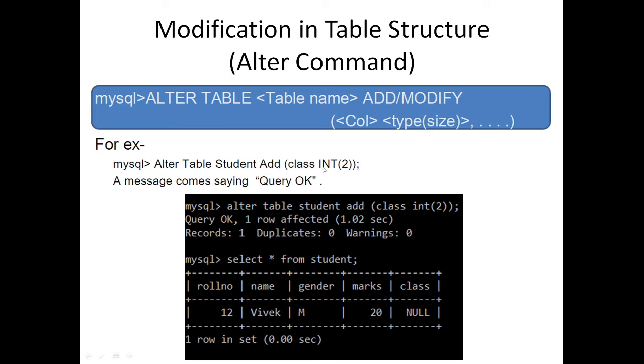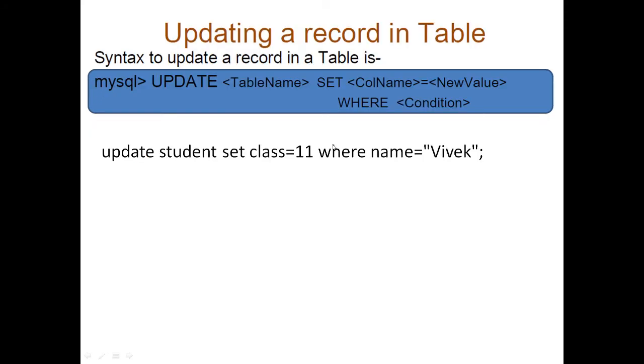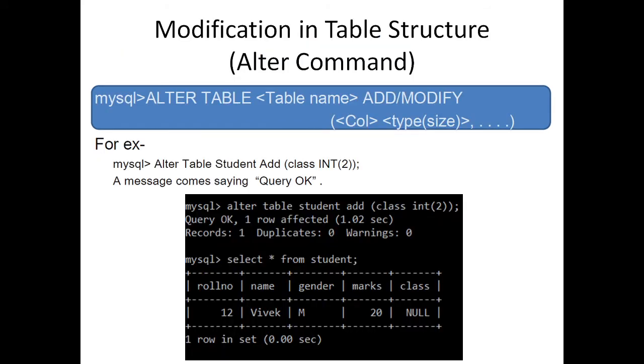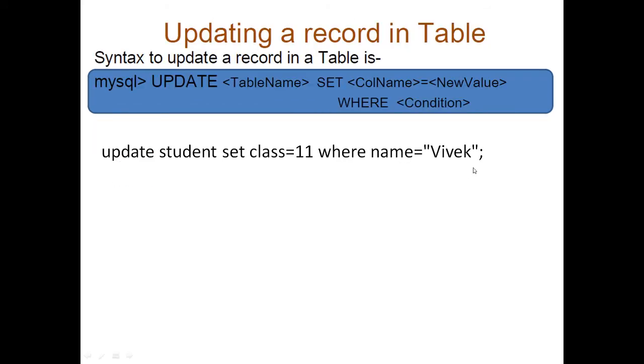So alter table student, whatever the column name, and the column's data type can be anything, maybe integer, character, anything. Now see, next is the update command. What is the update command? If you have entered wrong values in the table, you can update that value with the help of the update command.